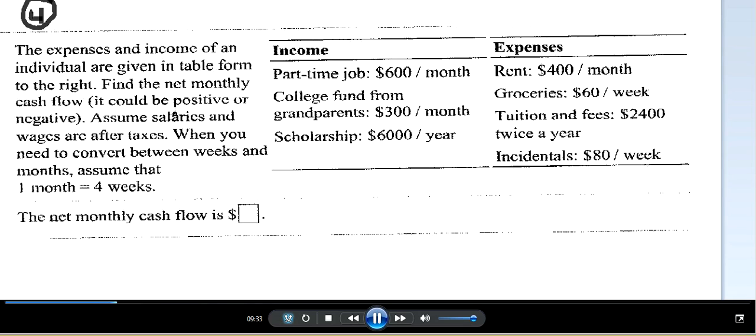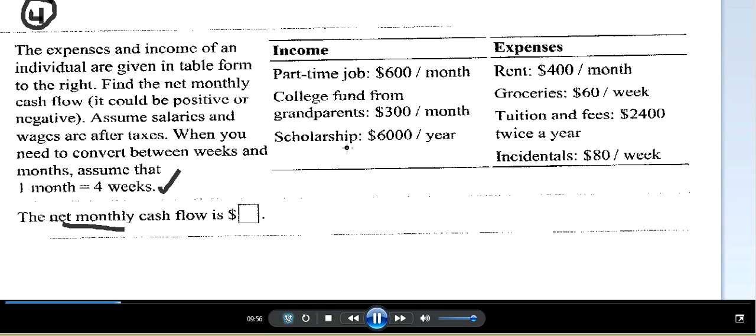So the expenses and income of an individual are given in the table form to the right. Find the net monthly cash flow. It could be positive or negative. Assume salaries and wages are after taxes. When you need to convert between weeks and months, assume that 1 month equals 4 weeks. Okay, let's make a note of that. And we want the net monthly cash flow.